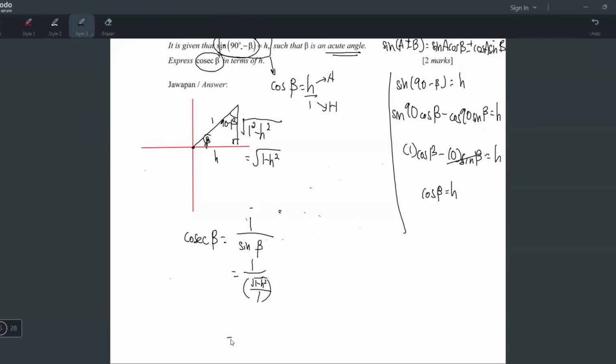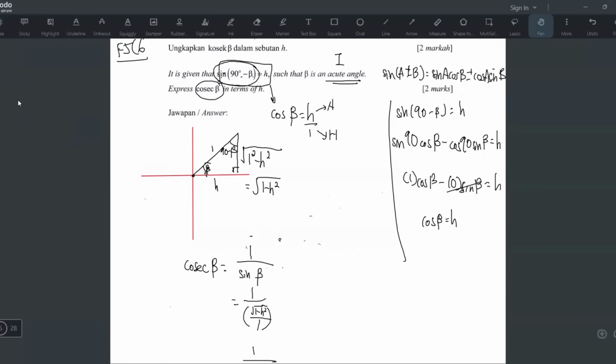Okay, and then now you can continue here. This one has to be divided by 1 first, but dividing by 1, nothing happens. So you are just left with 1 over square root of 1 minus h squared. That's the answer. This is the answer. Alright, done.